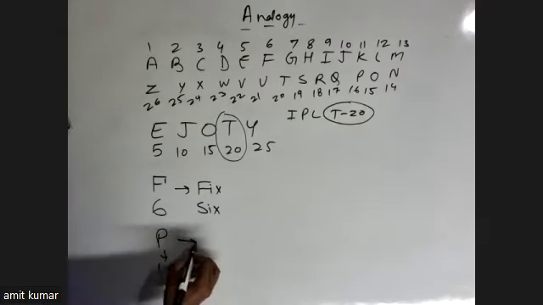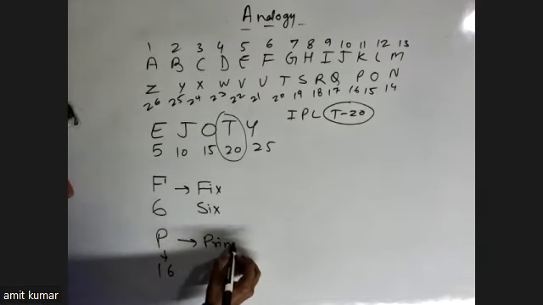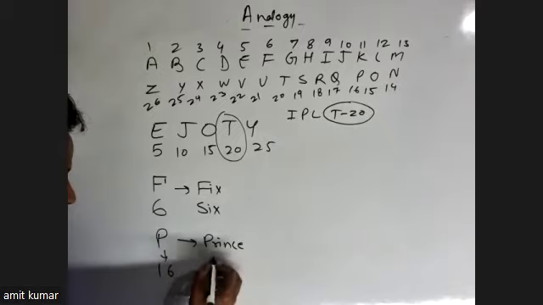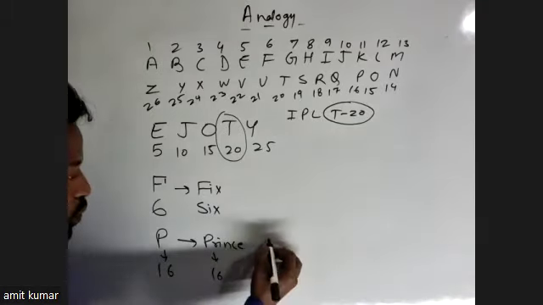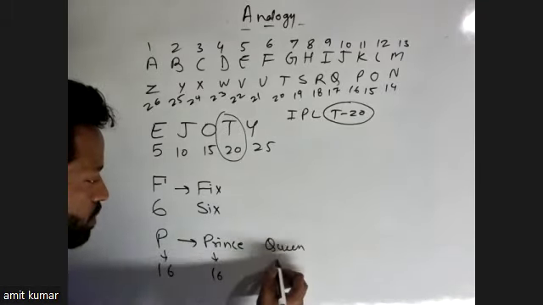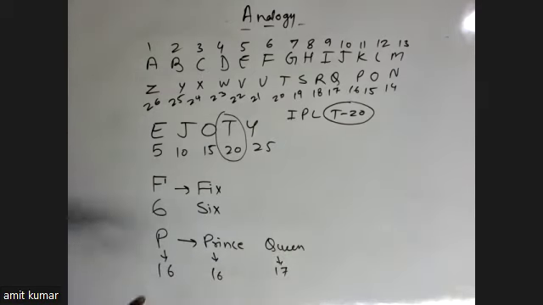Or you can also remember it by Prince. Prince is a boy whose age is 16, and Queen's age is 17. Prince 16, Queen 17.